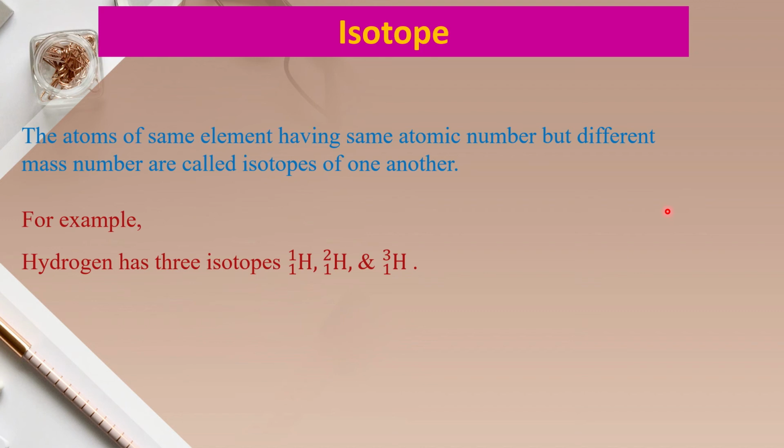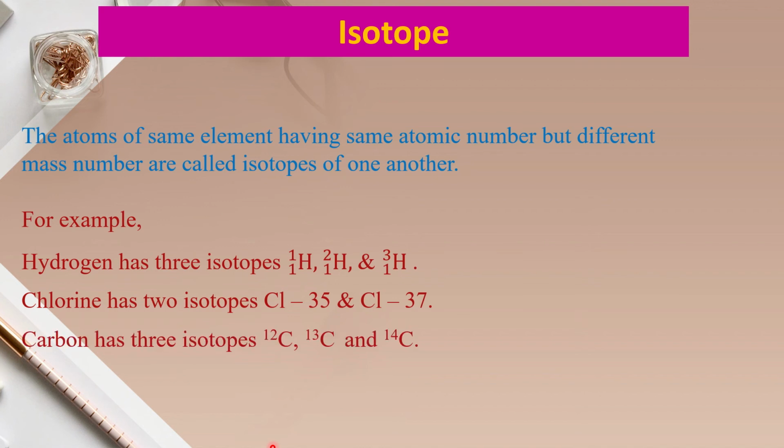There are some examples of isotopes. Hydrogen 1, hydrogen 2, hydrogen 3. That means protium, deuterium and tritium, where all their atomic numbers are 1 but their mass numbers are 1, 2 and 3. Chlorine also has 2 isotopes, chlorine 35 and chlorine 37. Carbon has 3 isotopes, carbon 12, carbon 13 and carbon 14. Oxygen has 3 isotopes, oxygen 16, 17 and 18.